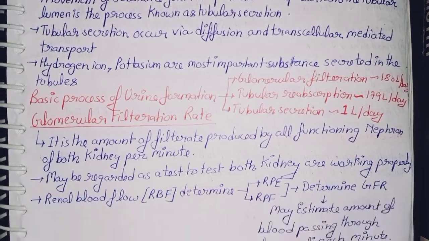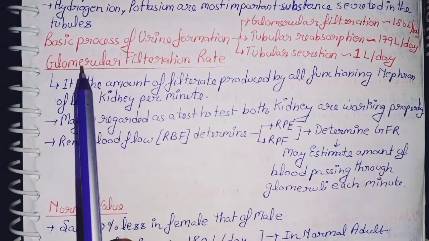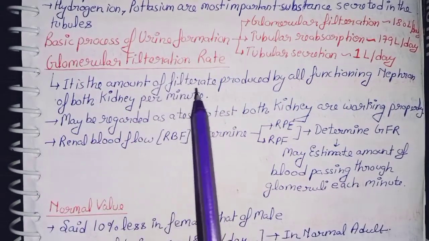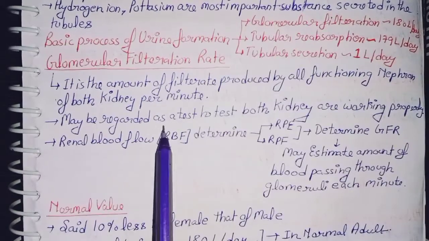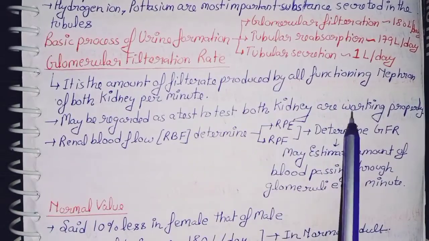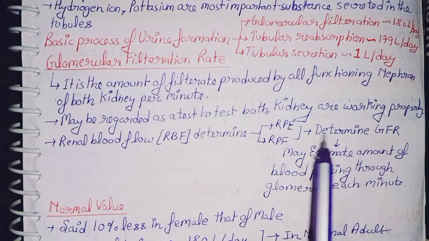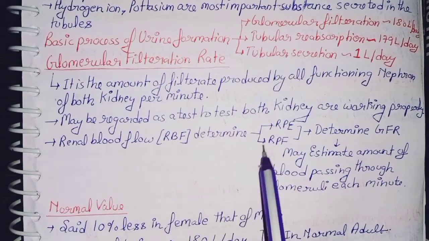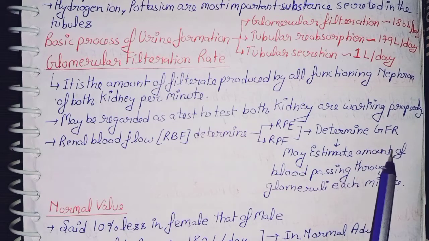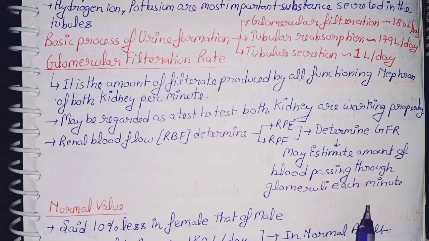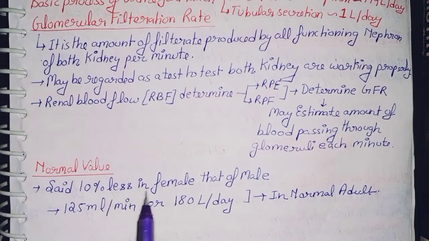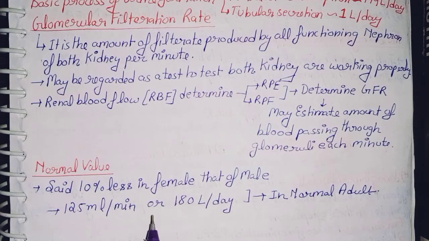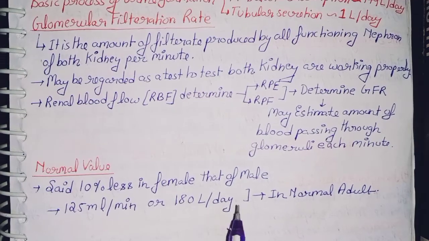So now coming to GFR. What is GFR? GFR is glomerular filtration rate. It is the amount of filtrate produced by all the functioning nephrons of both kidneys per minute, and may be regarded as a test to check whether both kidneys are working properly or not. Renal blood flow determined by the GFR may estimate the amount of blood passing through the glomeruli during each minute. Normal value in females is 10% less than in males, and the normal value in adults is 125 ml per minute, or we can say 180 liter per day.